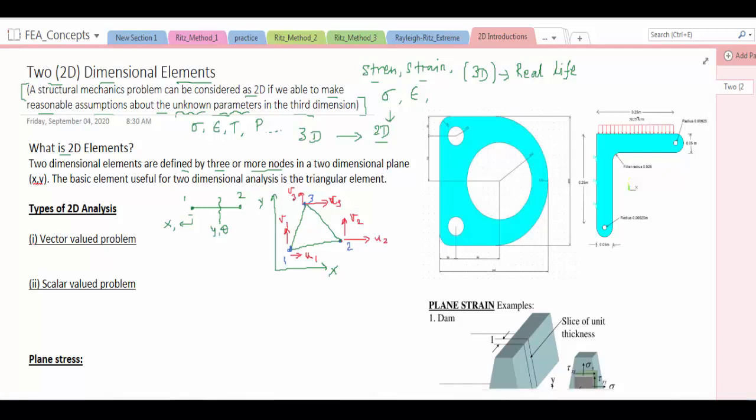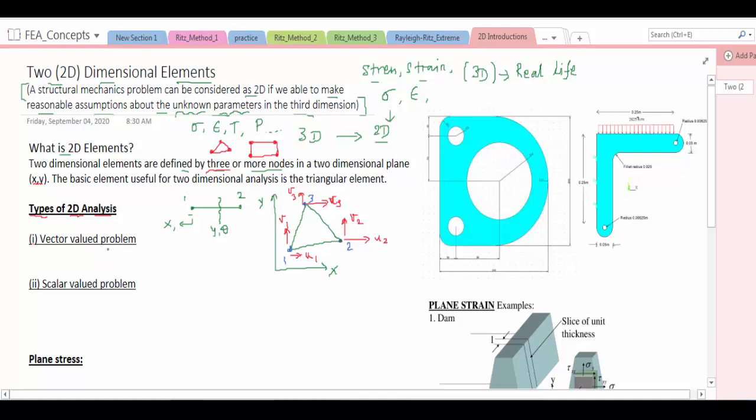It should have three or more nodes. A minimum 3-noded element we call a triangular element, or it can be 4-noded, which is called a rectangular element. The given two-dimensional geometry can be split like this. Okay, now what are the types of 2D analysis available? So these are the types of 2D analysis.